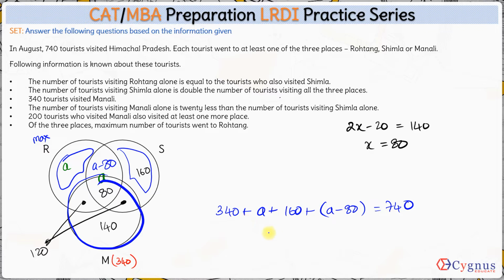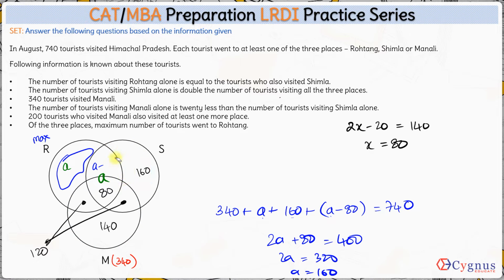Okay. So we have A plus A is 2A, 160 minus 80 is 80, and 340 goes that side, which becomes 400. So 2A is 320, so A comes out to be 160. That means if A is 160, the number of people visiting only Rohtang is 160, and this becomes 160 minus 80. So this becomes 80 here. Fine. So this basically gives us the number of tourists who have visited which particular city, except for these two regions. We have figured out the value for all the other regions.